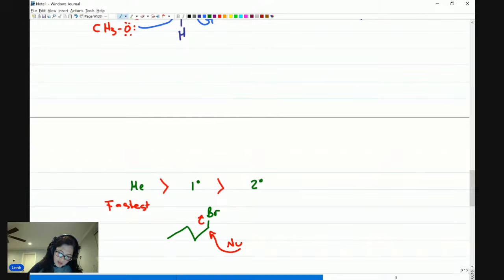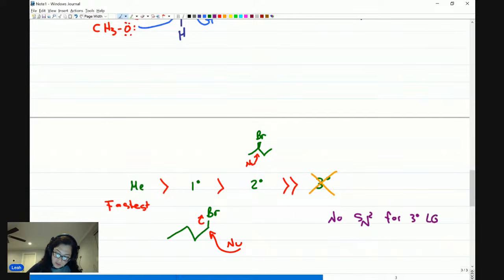Slightly less accessible will be the secondary alkyl halide, which I've shown you in the last example, where we use bromine on a secondary carbon. The nucleophile can still come and do a backside attack like that, but absolutely not happening is a tertiary alkyl halide. A tertiary alkyl halide will not undergo an SN2 reaction because it is way, way, way too hindered, and this is really important. No SN2 for a tertiary leaving group. That means if you're not sure what reaction takes place and you see tertiary, automatically rule out SN2, and you're good to go.